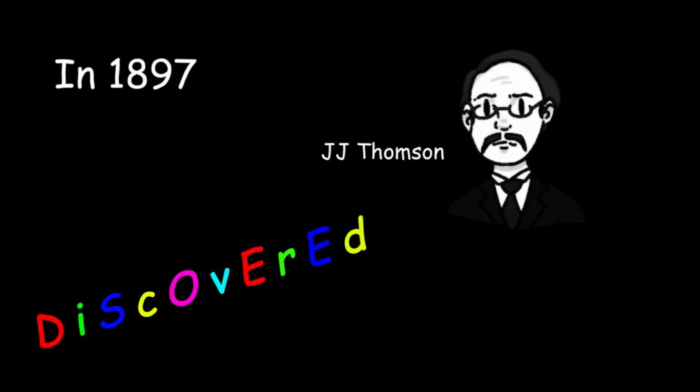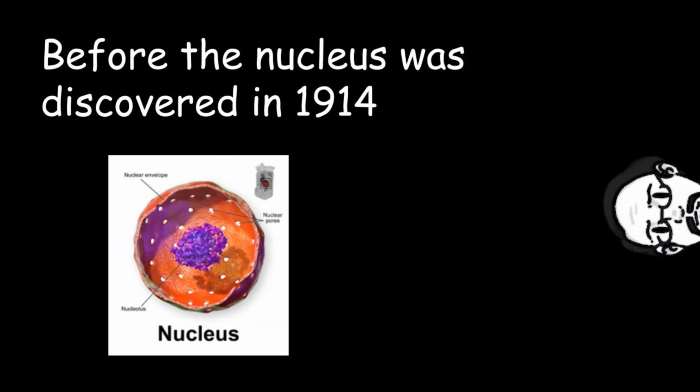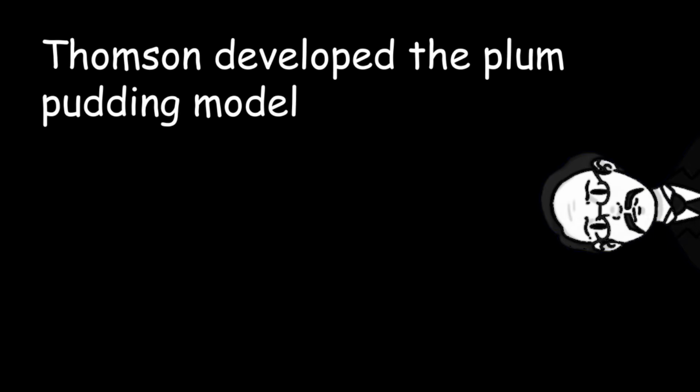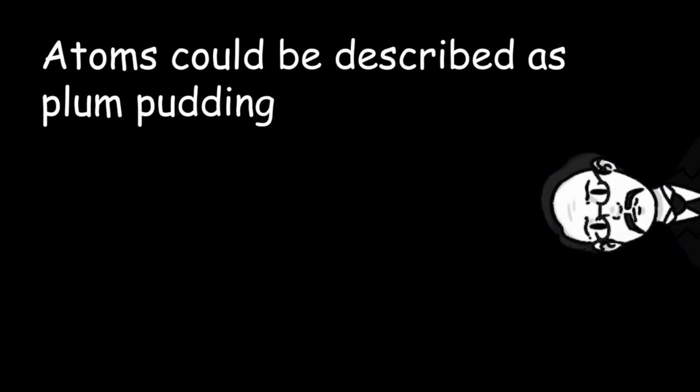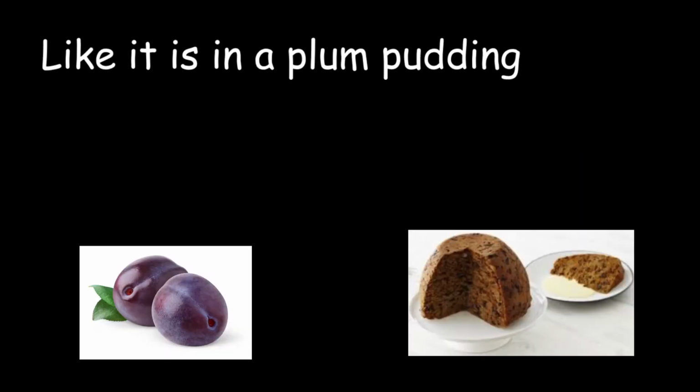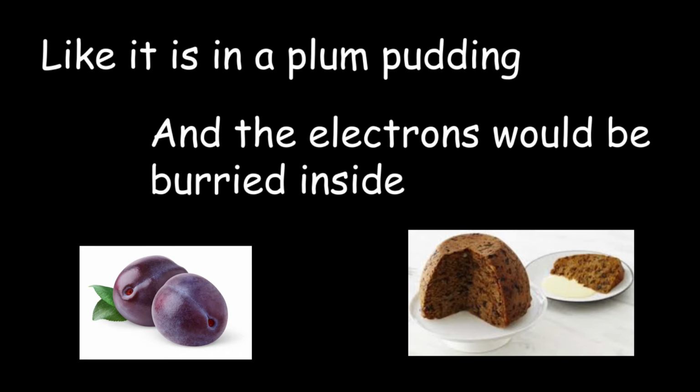In 1897, J.J. Thomson discovered the electron, showing that atoms contained smaller pieces. Before the nucleus was discovered in 1914, scientists didn't know that atoms contained electrons. Thomson developed the plum pudding model. Atoms could be described as plum pudding, with positively charged matter evenly spread out, like it is in a plum pudding, and the electrons would be buried inside, like plums. Plums, plums, plums, plums.